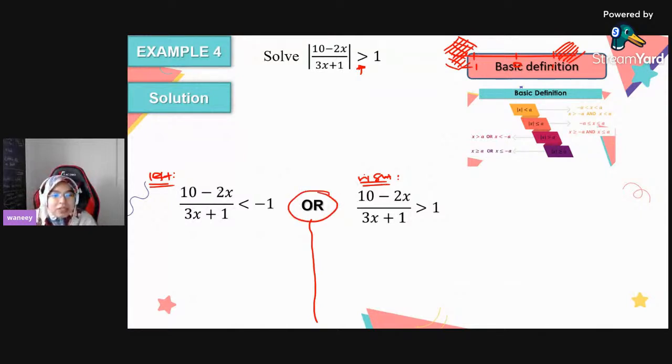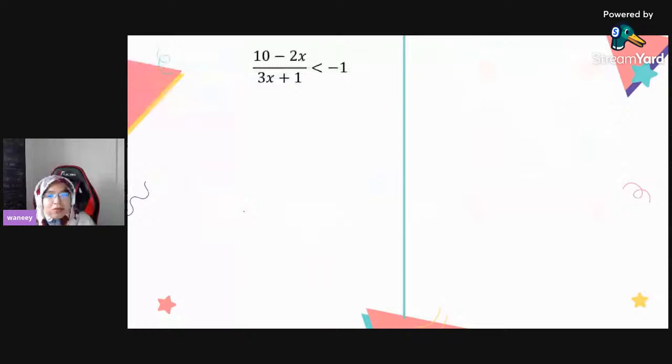Okay, so remember this. You must write down the word or. That will totally help you either in order to do union or intersection at the end. Okay, so now let us focus on the left hand side. So this is 10 minus 2x over 3x plus 1 less than negative 1. So this is a rational inequalities. So we got to solve using rational inequalities. So bring negative 1 to the right hand side, it will become plus 1. So 10 minus 2x over 3x plus 1 plus 1 less than 0.